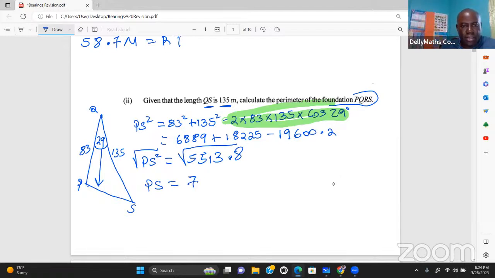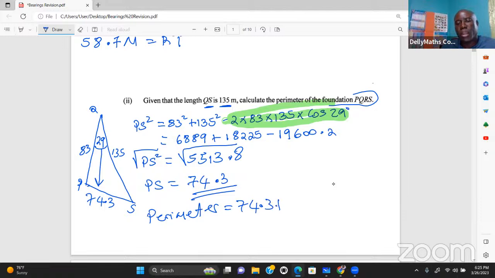And we're getting 74.3. So let us put this on here. So this is 74.3. Remember, though, that we're talking about the perimeter. So the aim is to find the perimeter, and it's going to be everything, including the 74.3. We're going to be adding those.